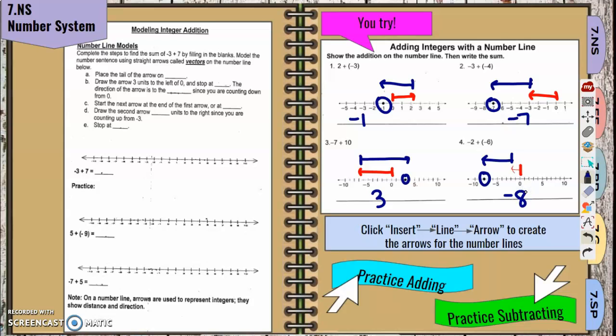If you would like to practice this adding and subtracting on a number line, you can click on the practice button and it will take you to that practice on IXL.